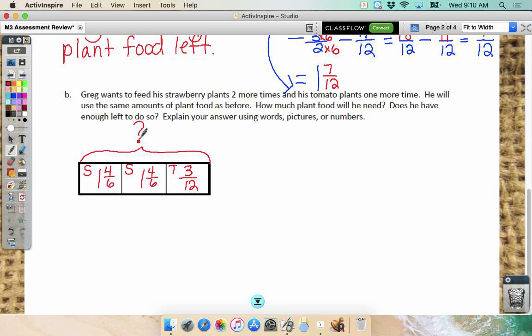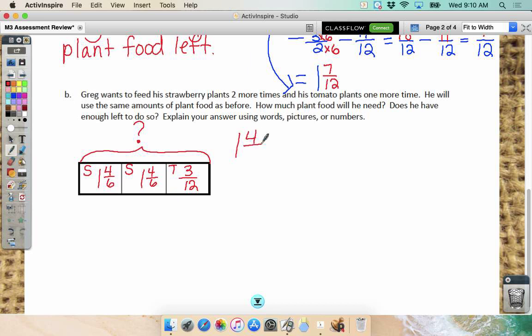So if I know how much he has left. How much does he have left? 1 and 7 twelfths. Okay? If this is more than 1 and 7 twelfths when I add it up, then he doesn't have enough, does he? What do you guys think? Think it's going to be more than 1 and 7 twelfths? Yeah. I kind of think so, because right here is already 2. Correct? Okay, so let's add this up.